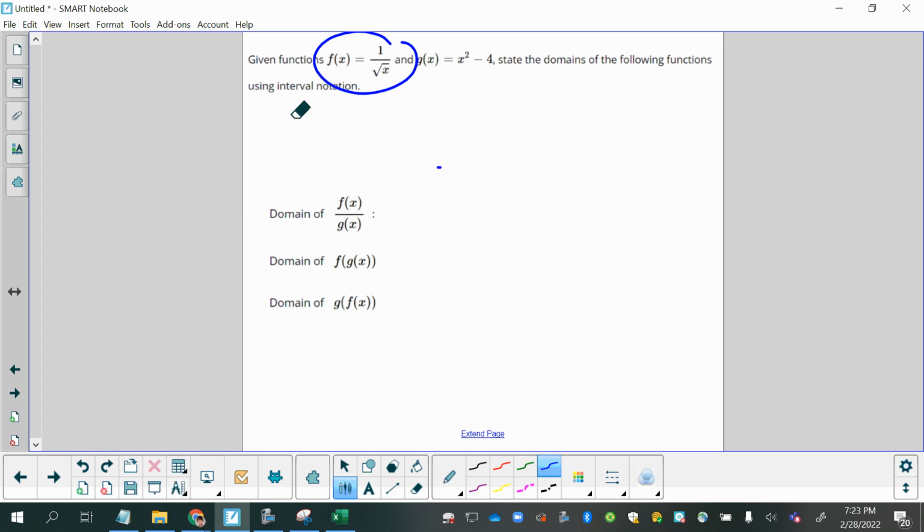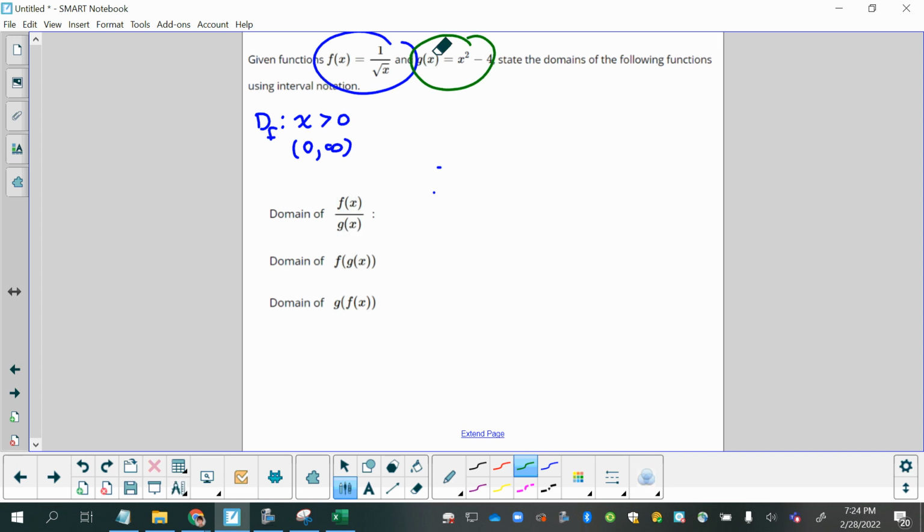So that means that x has to start at 0, or actually can't include 0, but start at 0, not including it, and go greater. And so the domain of f could be written like that, or in interval notation, that would be from 0 to positive infinity. Now let's look at the function g of x, which is x squared minus 4.